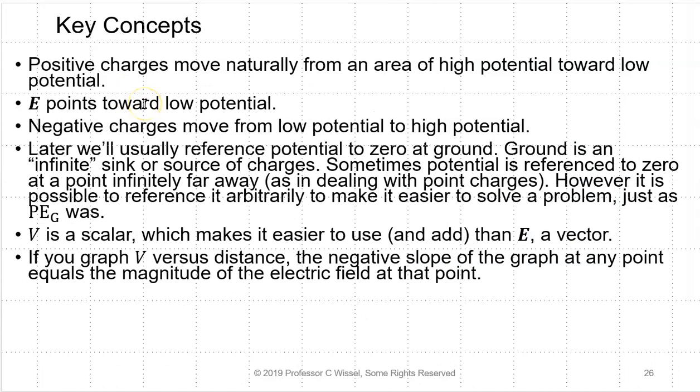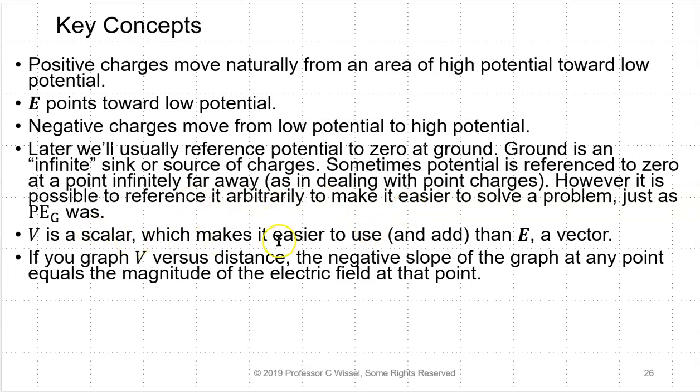Some key concepts. Positive charges move naturally from an area of high potential toward low potential. Electric field points toward low potential. Negative charges move from low potential to high potential. Later, we'll usually reference potential to 0 at ground. Ground is an infinite sink or source of charges. Sometimes the potential is referenced to 0 at a point infinitely far away, as in dealing with point charges, so it sort of acts like the infinitely far away as ground. However, it is possible to reference it arbitrarily to make it easier to solve a problem, just as PEG was.